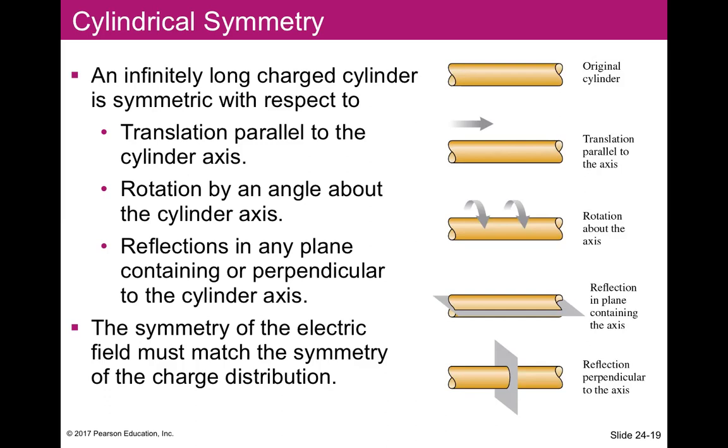Okay, the third one, reflections in any plane containing or perpendicular to the cylinder axis. And next one, the symmetry of the electric field must match. It missed one thing. It didn't describe it in words, but it's shown in the picture. There's also a symmetry, which is a reflection in a plane containing the axis.